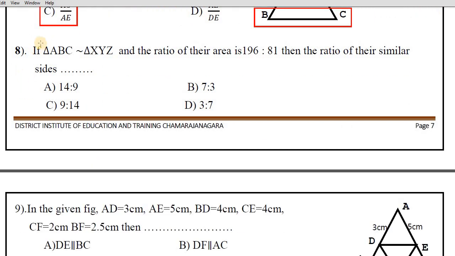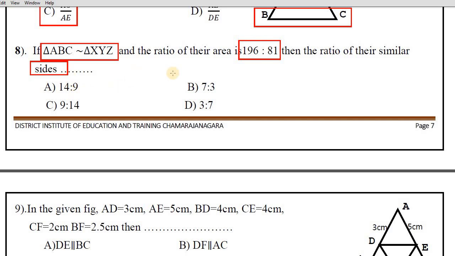Question number 8, children. If triangle ABC is similar to triangle XYZ and the ratio of their areas is, keep it in mind, ratio of areas given, 196 is to 81, then the ratio of their similar sides. Similar sides is nothing but corresponding sides, children. This kind of question we have seen many times in our model question papers. Whenever the areas of triangles are given and we are asked to find the corresponding sides ratio, in that case we want to find the root of the given ratio.